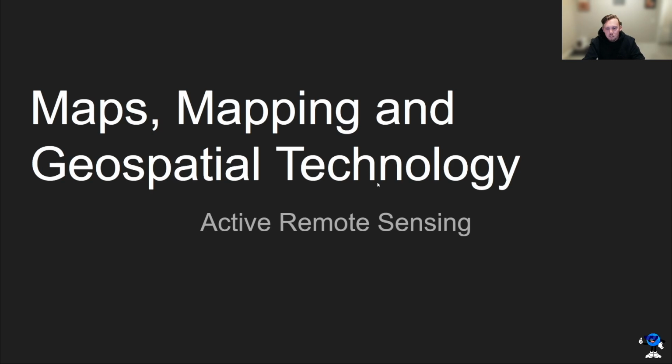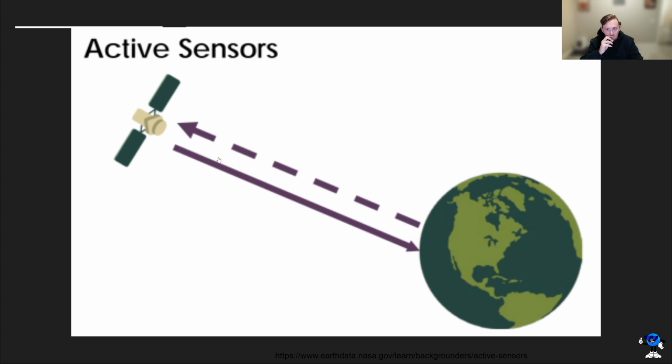There are a couple presentations all smushed into one super mega presentation. So we'll get started with active remote sensing. Active sensors send out a pulse of energy and detect the changes in the return signal. Most active sensors operate in the microwave portion of the electromagnetic spectrum, which makes them able to penetrate the atmosphere under most conditions.